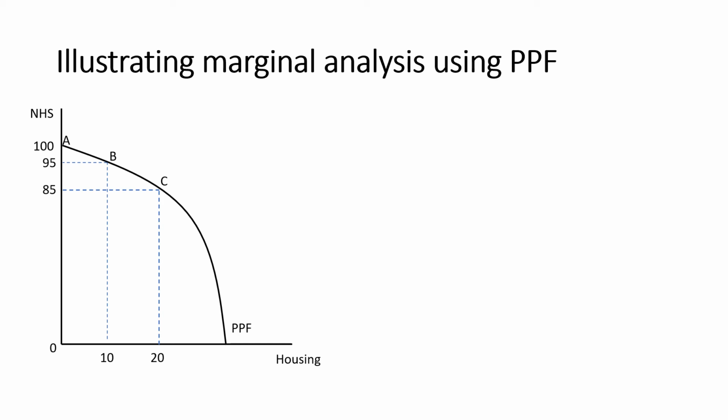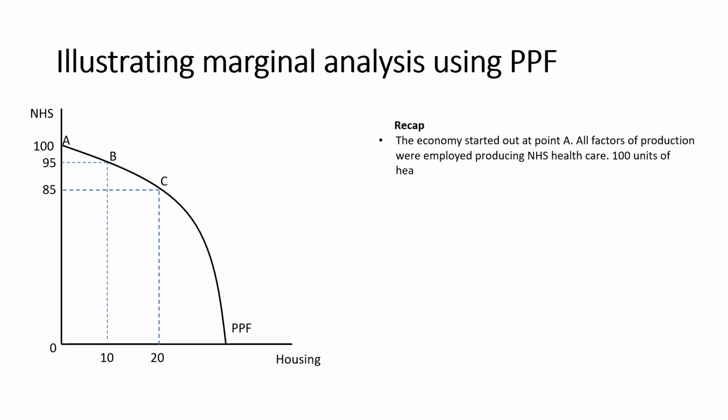The first 10 houses that we decided to build, the opportunity cost was 5 fewer units of NHS healthcare. The second block of housing that we wanted to produce created an opportunity cost of 10 fewer NHS units of output. So to recap, the economy started out at point A. All factors of production were employed producing NHS healthcare. 100 units of healthcare were produced, but no housing.